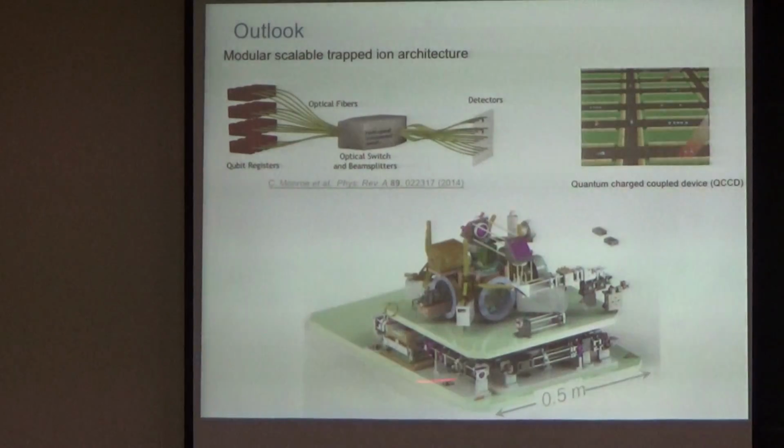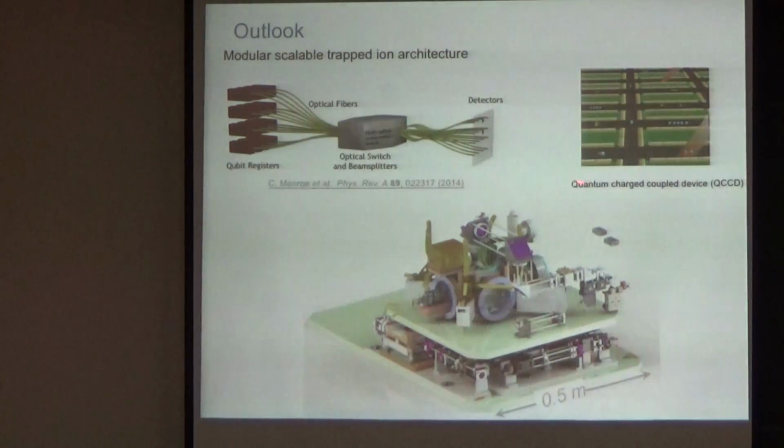So this is my concluding slide. It's an outlook of where this trapped ion quantum computing system is going, all with the intent to scale up the system. One possible direction is to have separate processors which are connected photonically, which do heralded entanglement, and that is how you can scale up the system.